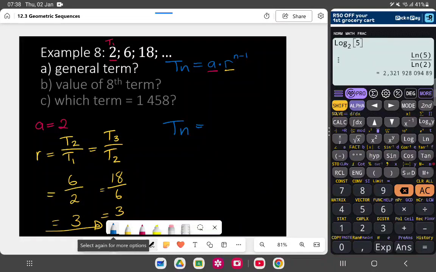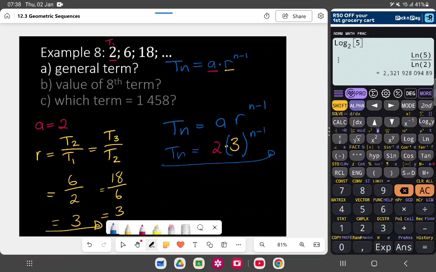Term n is equal to A R to the n minus 1. So term n is equal to 2 multiplied by 3 with the exponent, I'd like to put it in brackets, n minus 1. And that, ladies and gentlemen, is your answer to A. The general term is 2 times 3 to the power of n minus 1. Let's answer question B.